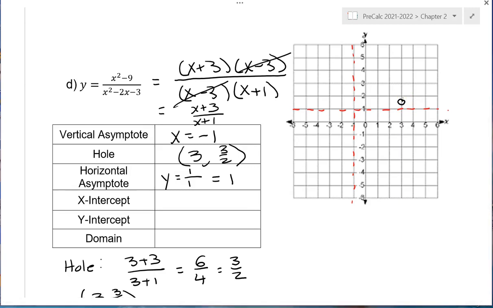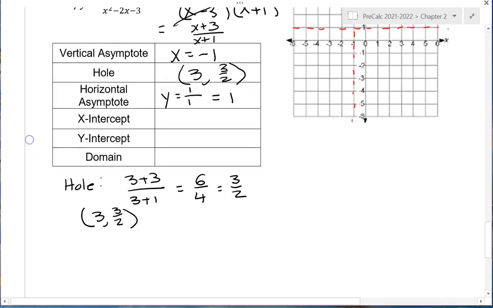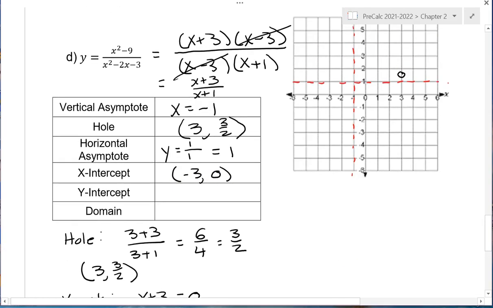X-intercept. So where does my numerator equal 0? I'm going to take x plus 3. That's my numerator. Set that equal to 0. So x equals negative 3. So that means I have an x-intercept at negative 3, 0. So I'm going to go ahead and plot that.